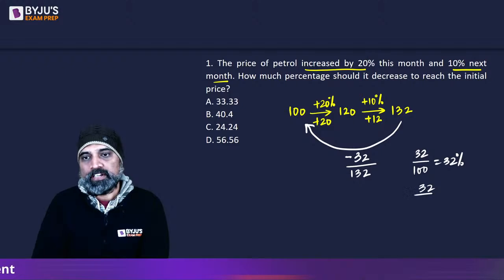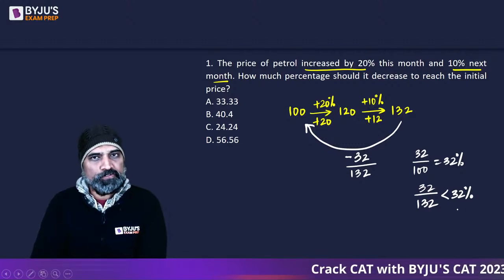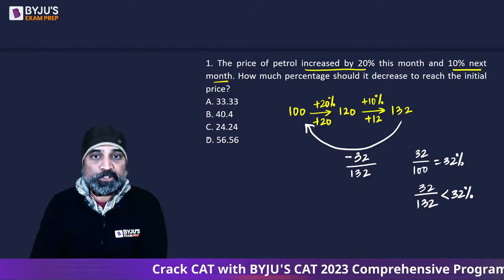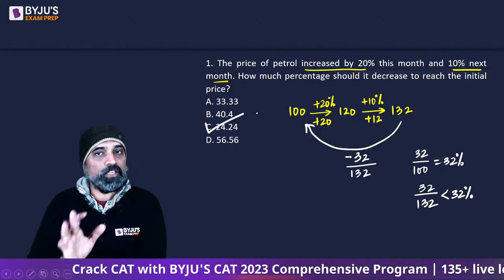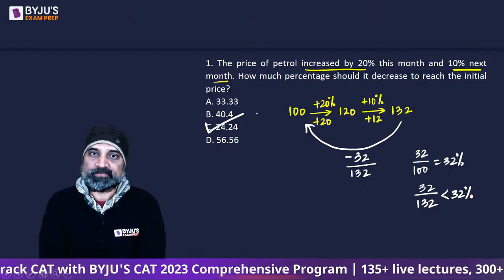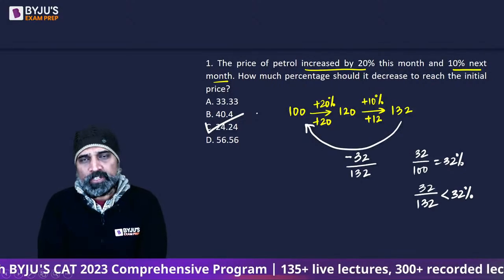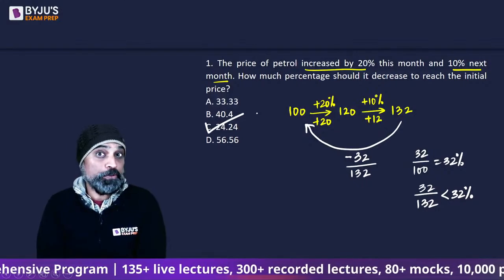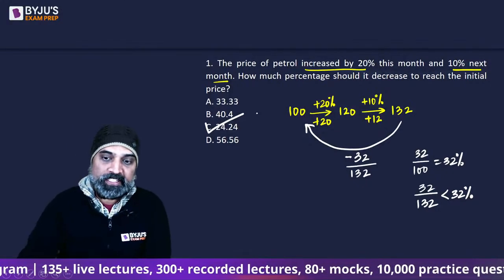So if our denominator increases, the overall value of the fraction will decrease, right? So the answer should be less than 32%. That's only going to be option C, right? Straightforward, no equation whatsoever required. You need to be good with conversion from fractions to percentages and vice versa.